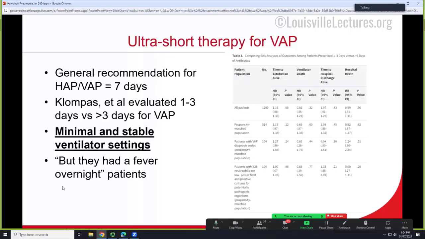So what this study did was compare patients who had minimal and stable ventilator settings. I like to think of these as the, oh, but they had a fever overnight patients. And they looked at 1 to 3 days of therapy versus more than 3 days of therapy, and they found no difference. So when you're thinking of these patients in the ICU, where you don't really know what to do, let's have a short goal in mind and let's reevaluate. And that's my favorite thing to do with the 3 days: let's aim for 3 days. If we're satisfied at 3 days that either we've treated it or they're no longer presenting as a pneumonia, let's stop it. Let's stop signing ourselves up for these 7-day durations of therapy just because of what happened on one single day or potentially even one single lab value. So this is a great tool to use in your ICUs.